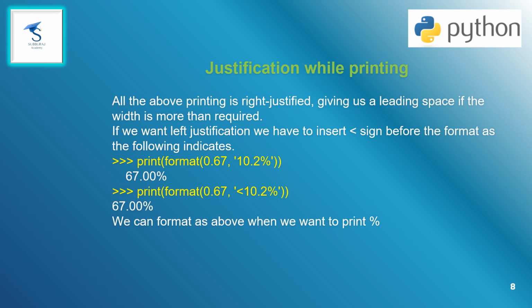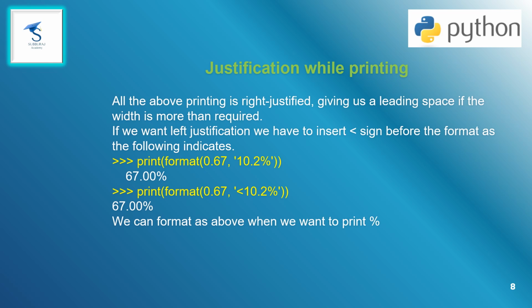If you want left justification, you may say, no, I want it to start from position number 1. Then insert a less than sign before the format. For example, print format 0.67, 10.2 percentage. Here it will print 67.00 percentage. The first print statement has no less than sign, so it is right justification. The second print statement has a less than sign, so it will print from the first position.